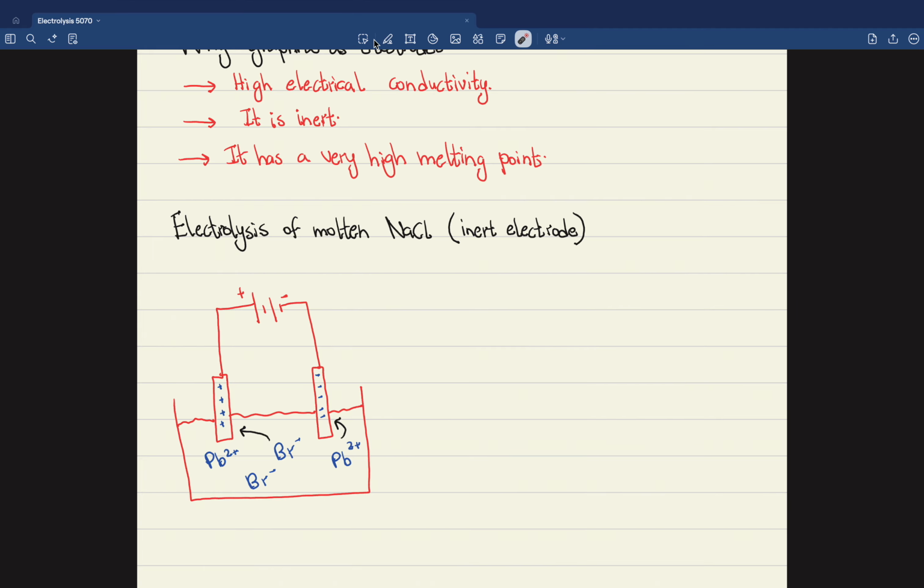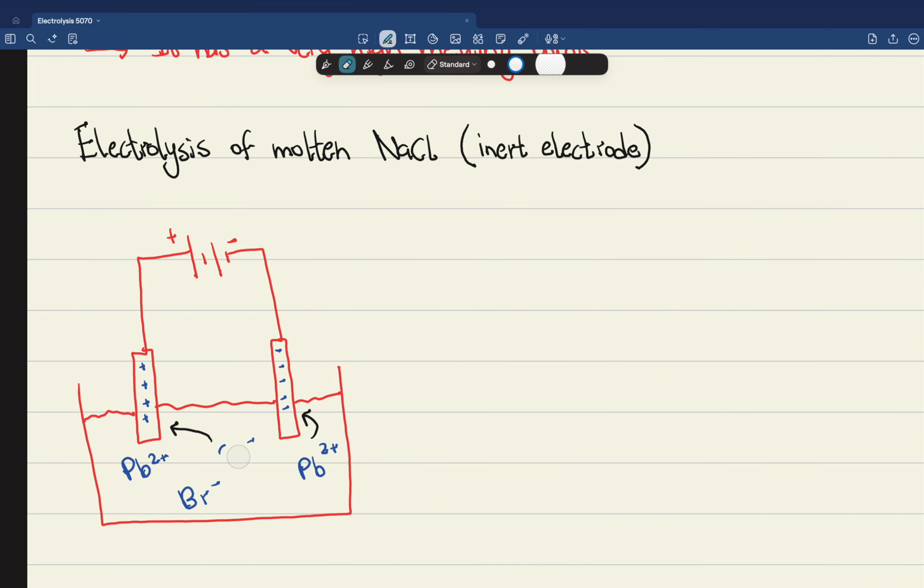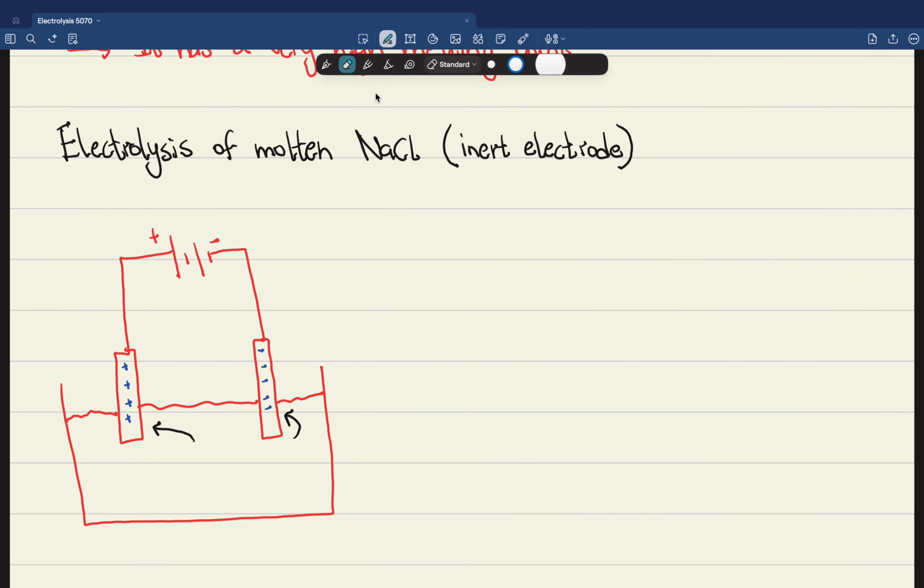अच्छा जी, if we're taking molten NaCl, what do you think will be the cations and the anions in this solution? Cations और anions कौन से होंगे, right? Do let me know that. Okay, so we'll have a Na positive ka ion, right?